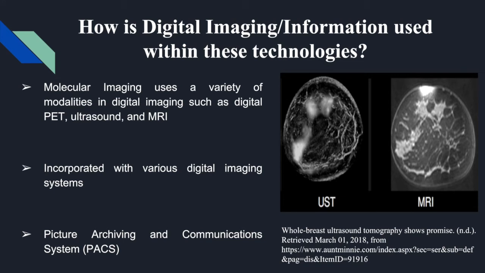So next we're going to talk about how digital imaging and information is used by these technologies and within these technologies. Molecular imaging uses a variety of modalities in digital imaging, such as digital PET scans, ultrasounds, and MRIs. PACS is also an important part of how digital imaging and information is used within these technologies, because PACS provides storage and access to images produced by multiple modalities in a convenient way.